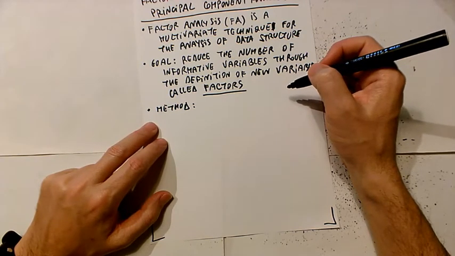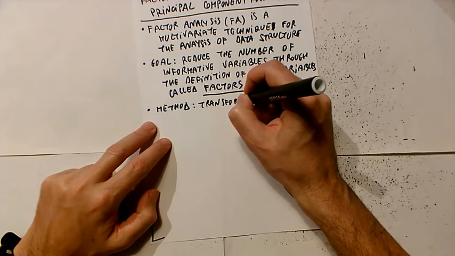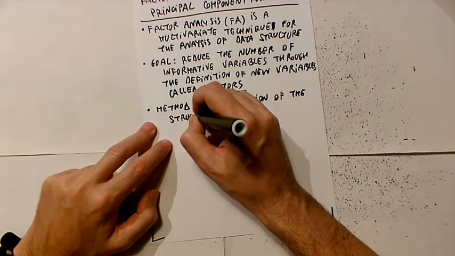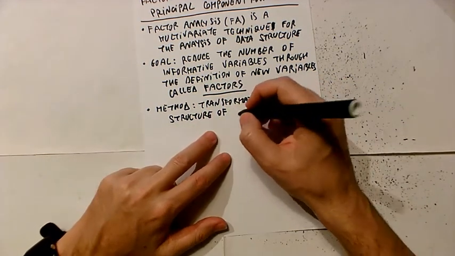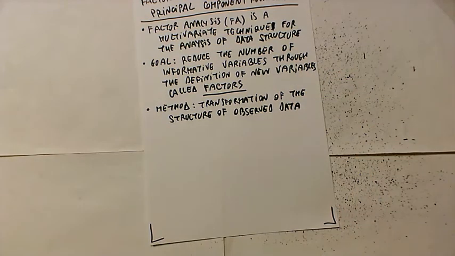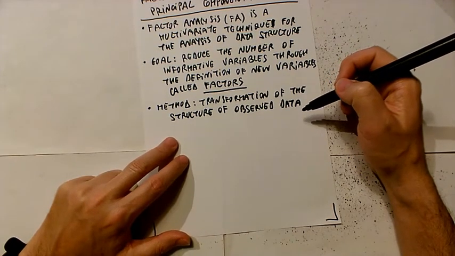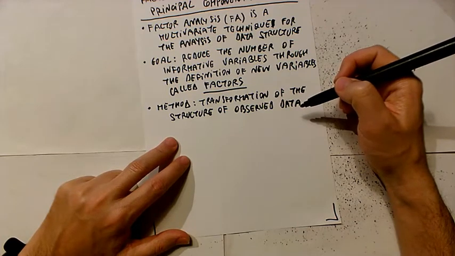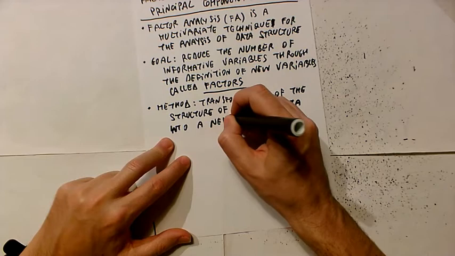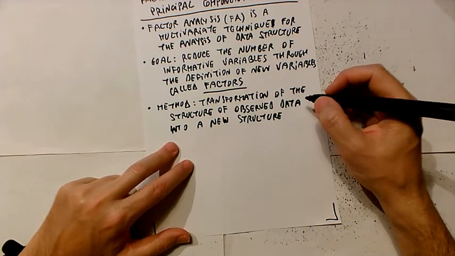The method is a transformation of the structure of observed data, a transformation of the original matrix of the original data frame with the variables under study, from the matrix algebra point of view, into a new structure, in other words, into a new matrix, a new data frame, such that the data variability is explained by the factors.